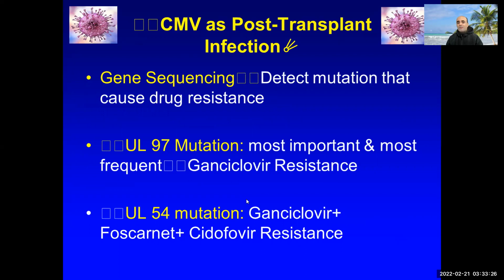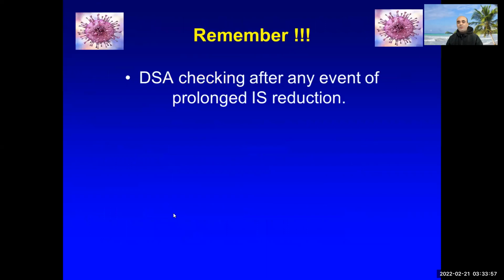CMV as a post-transplant infection: genetic sequencing detects mutations that cause drug resistance, like the UL97 mutation and the UL54 mutation. The most frequent resistance to ganciclovir is the UL97 mutation. The UL54 mutation gives resistance to ganciclovir, foscarnet, and cidofovir.